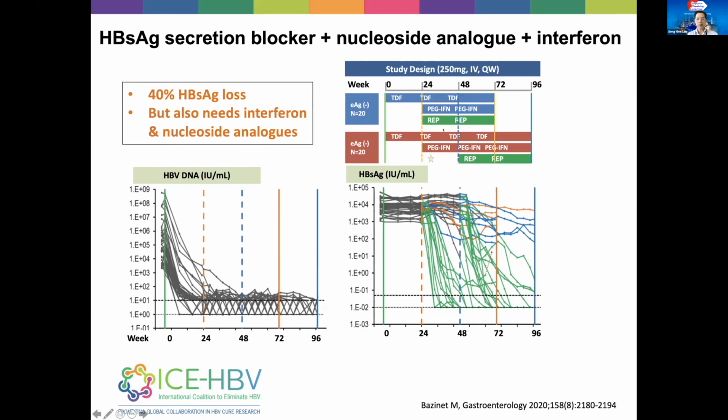the first arm of the study. In the second arm of the study, they introduced it a little bit later. And you can see in green here, there was a rapid drop in the S antigen levels. And again, the DNA levels also were reduced because they were both given tenofovir as well as interferon. So very promising. 40% of patients lost antigen, but unfortunately, again, you need interferon and nucleoside analogues.